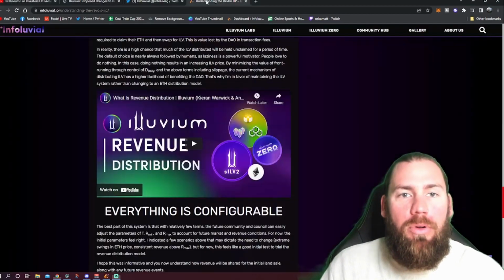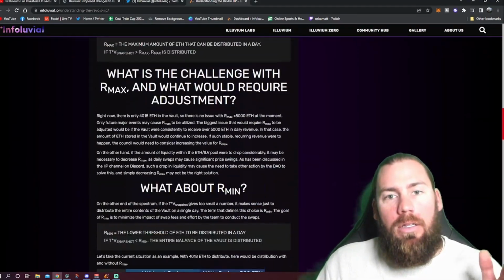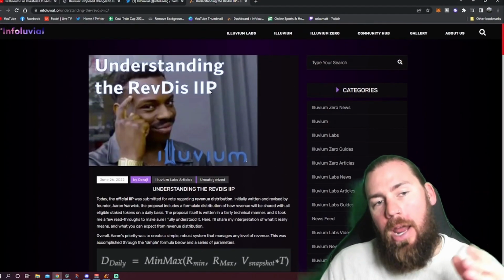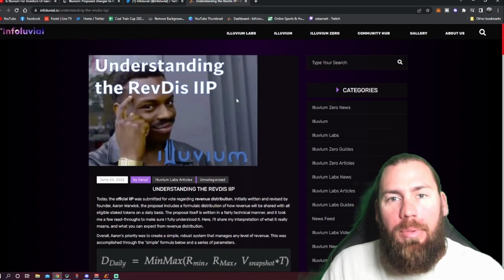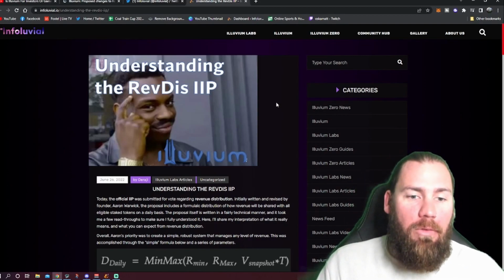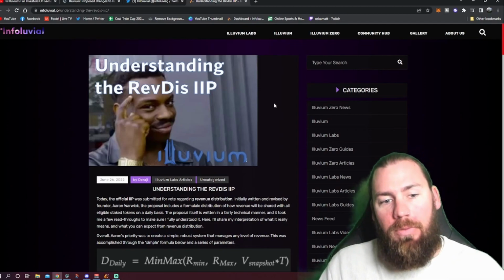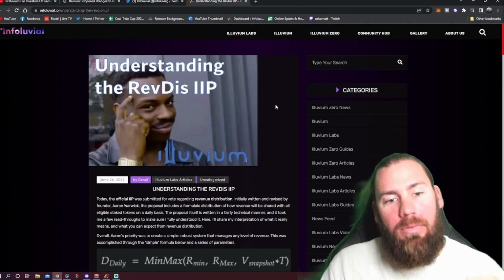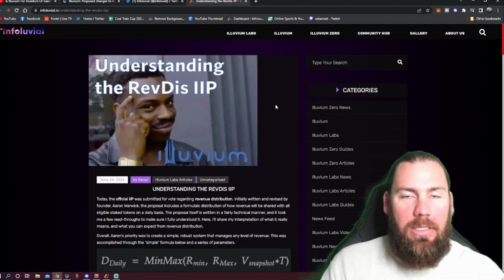I'll also put in this article from Daraji. It is his breakdown of the understanding of the RevDis IRP. He's in the council and he's gone to a little bit more depth than what I have. I've just tried to make it as simplified as possible so you guys can understand it on the most basic level. If you want to know a little bit more, this is a great read also.